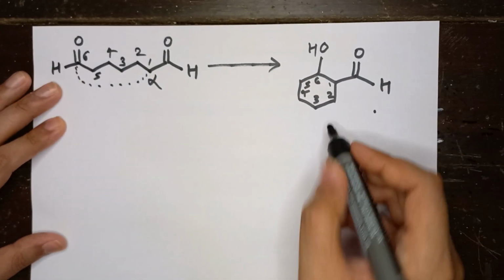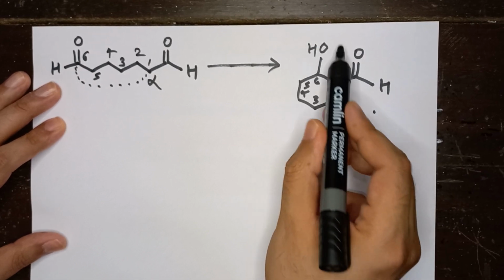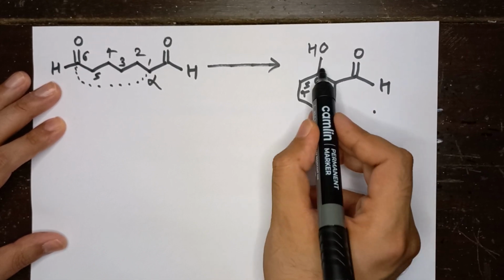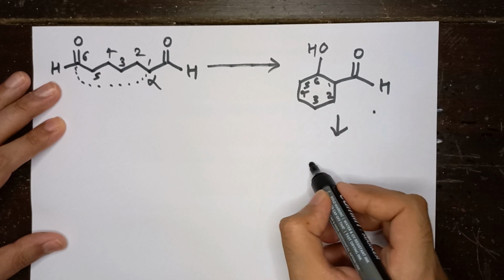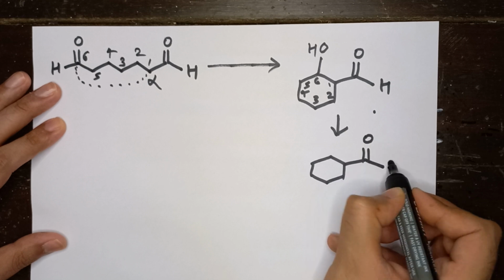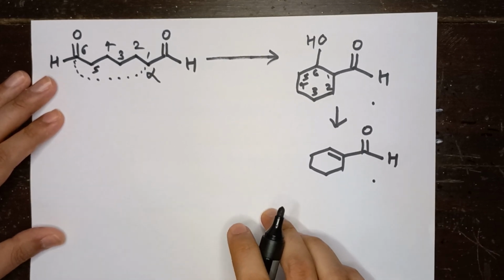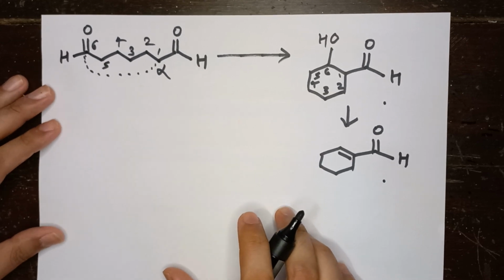If you want to do aldol condensation, just remove this OH and keep double bonds in such a way that it forms an alpha beta unsaturated aldehyde. So this is the product for this reaction. Let me give you another example.